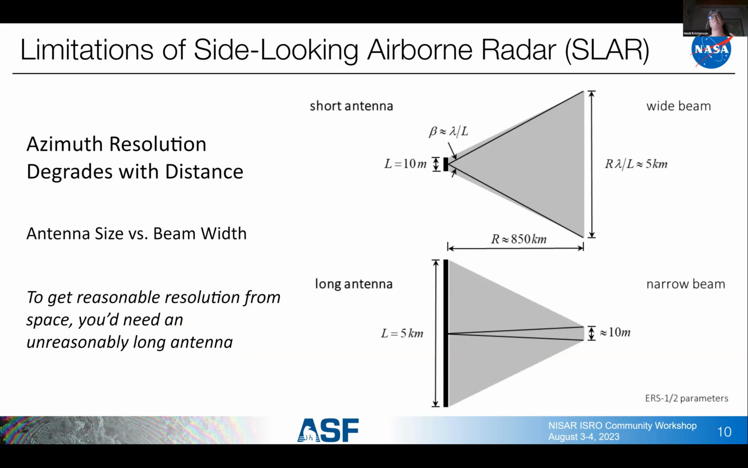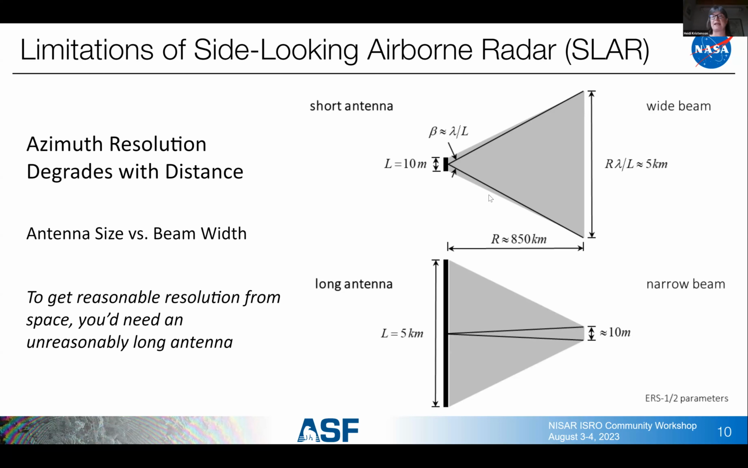So imaging from space using radar is complicated by the fact that the farther away you get with a radar sensor, the lower the resolution is of the image that you're acquiring. So for a C-band radar that's mounted on a satellite, if you had a 10-meter antenna, you'd only be able to get about a 5-kilometer resolution, which does not provide very much detail.